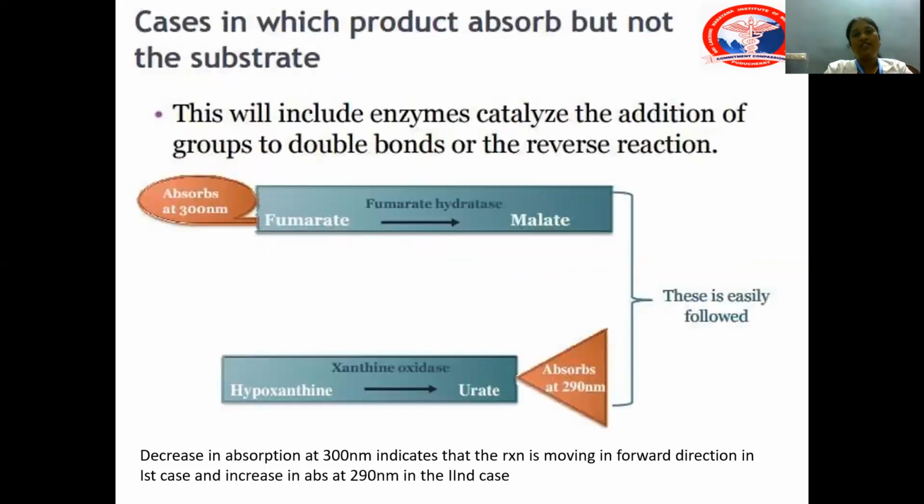Consider cases in which the product will absorb but not the substrate. Either we are going to see the appearance of product over time or the disappearance of substrate over time. Here, appearance of product over time is seen because the product will absorb light but not the substrate. This includes enzymes which catalyze the addition of groups to double bonds or the reverse reaction.